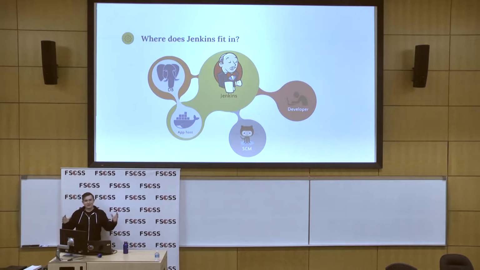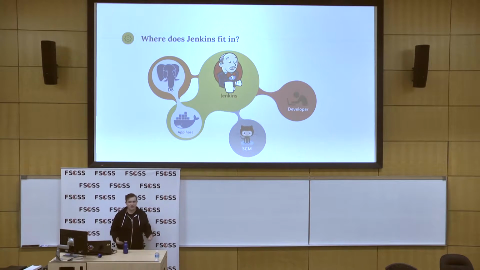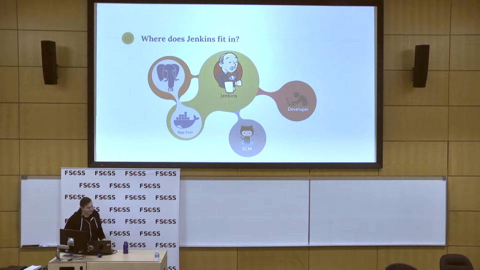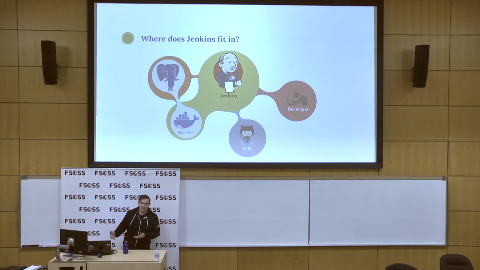So it's really meant to be in the middle. Jenkins wants to do everything that humans really shouldn't be doing in your processes, anything that can be automated in your whole software cycle. So a pretty common workflow would be for a developer to push their code to some sort of source code management system, like GitHub, and for Jenkins to pick up the changes.